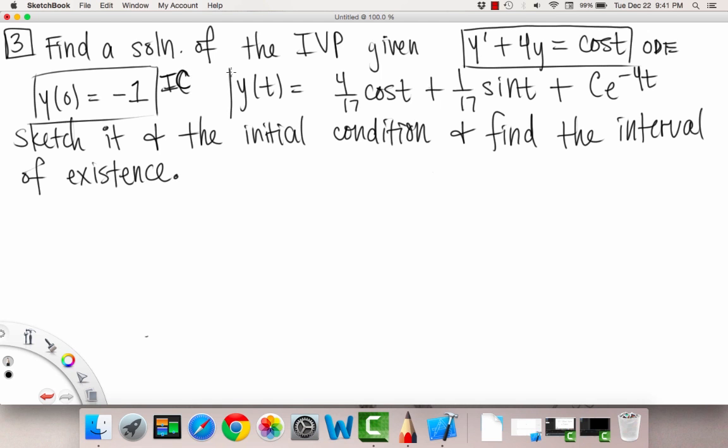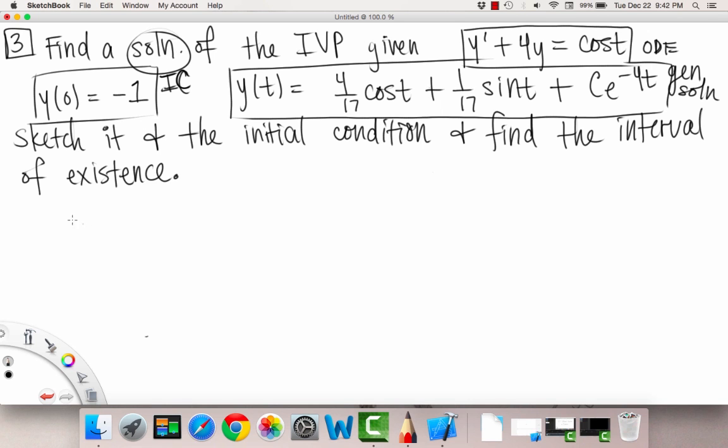Okay, and then this thing here that we're already given, because we don't know how to solve for it just yet, this is our general solution. So I'll just write general solution by it. Just as a reminder, the first thing we're going to do is find a solution of the initial value problem. By solution, they mean a particular solution. So we're going to find this particular solution first, and then we'll deal with the rest of the problem.